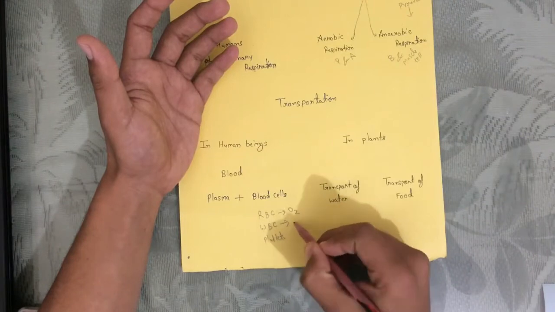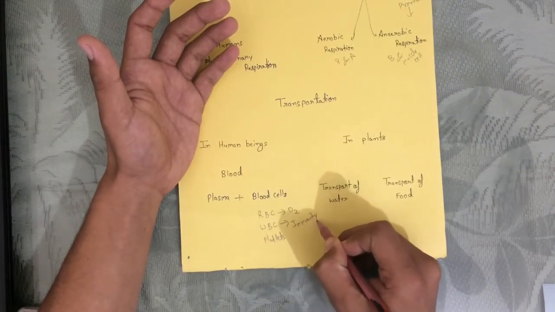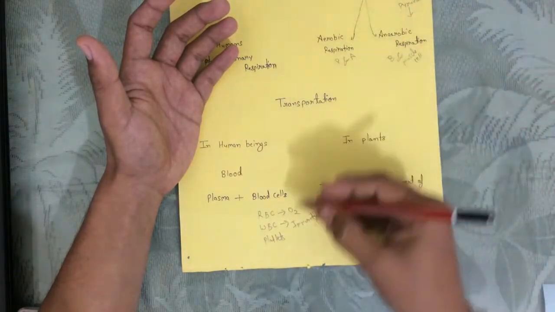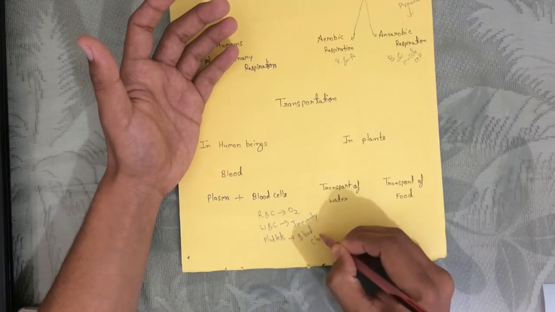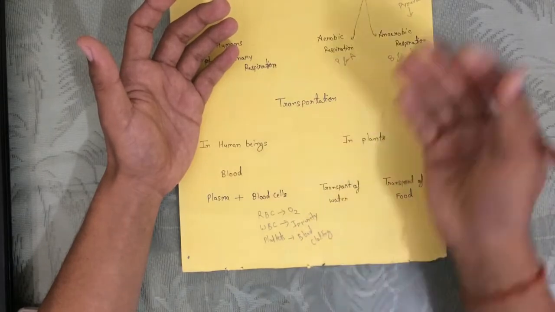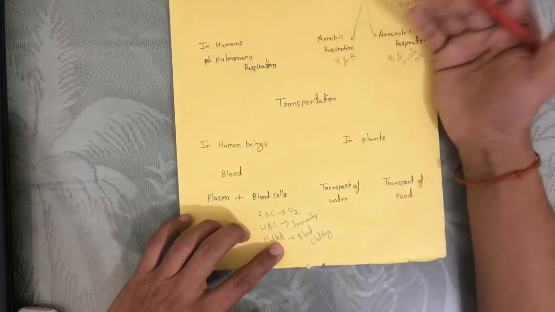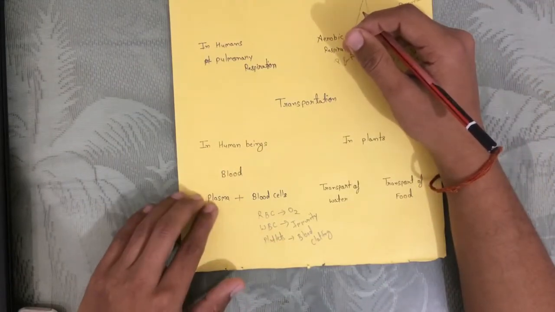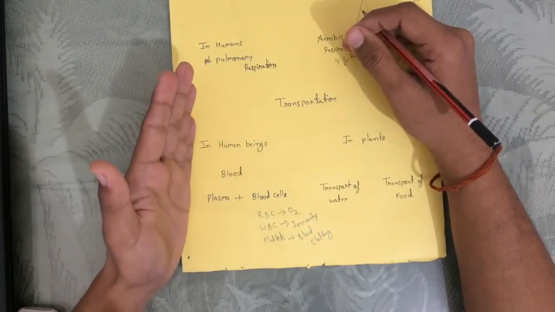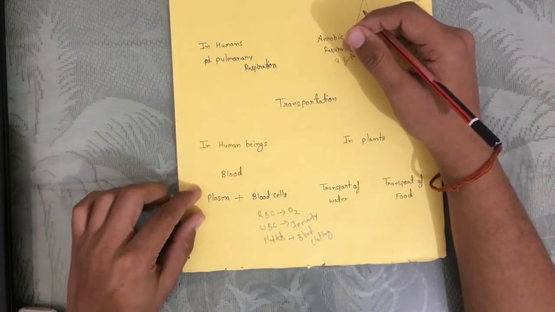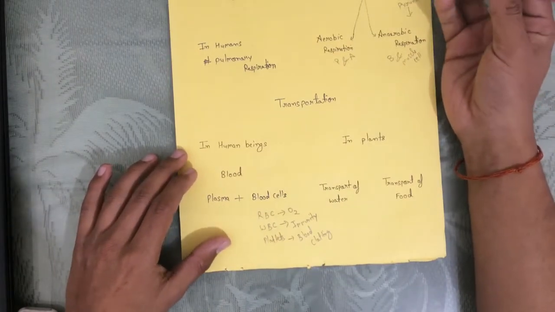Then we have WBC, it provides us immunity, it fights against all the diseases. And then we have platelets that help in blood clotting. If we have blood leakage, it clots at that point, and that prevents the loss of fluid from the body. Then we have plasma. If we subtract blood cells from the blood, whatever is left is plasma. This plasma contains mostly water and some proteins also.